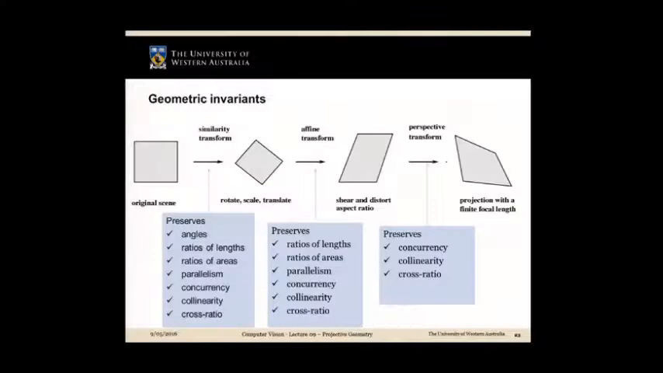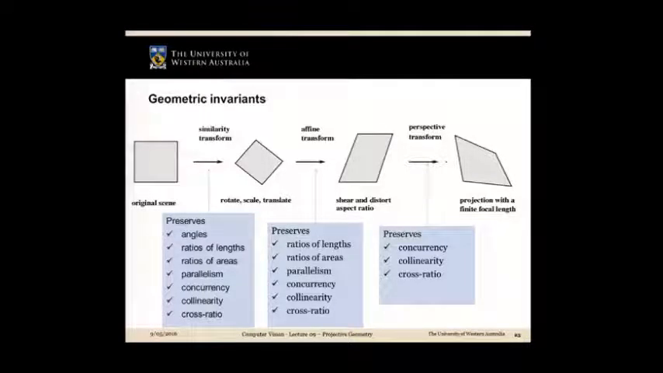Now, what changes and what doesn't change with these transformations? If you have been given an original scene or original image, your similarity transformation preserves all the angles. Even if you rotate the object, the angles will still stay the same in the similarity transformation. Then ratios of lengths remain the same. Your ratios of area, parallelism, all that stuff remains the same. Similarly, your similarity transformation takes care of rotation, translation, and scale.